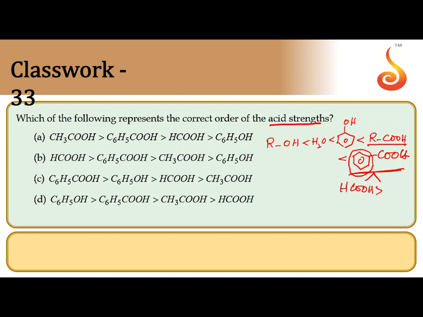So among all these, acetic acid, benzoic acid, formic acid and phenol given. Phenol is the least acidic, we know. So we can expect A and B options. But in this case, formic acid highest acidic, acetic acid highest acidic. So in between these two options, B is correct answer, because formic acid obviously more acidic than acetic acid. That's why correct answer is B.